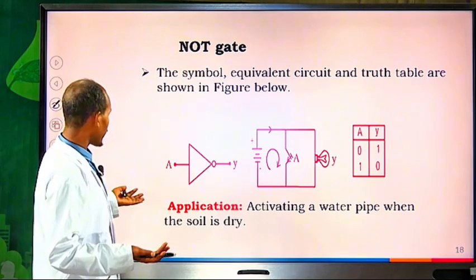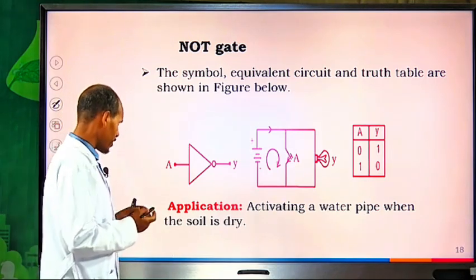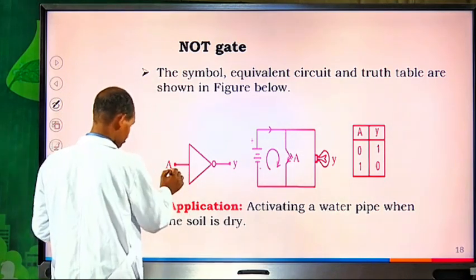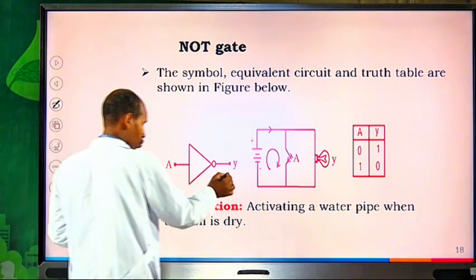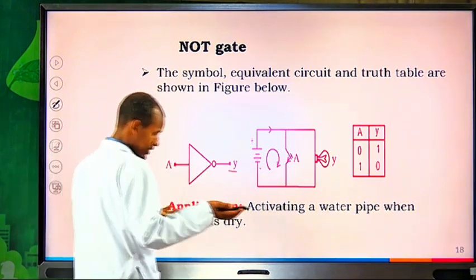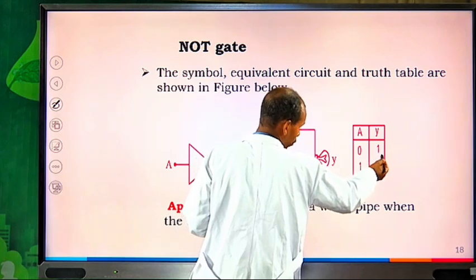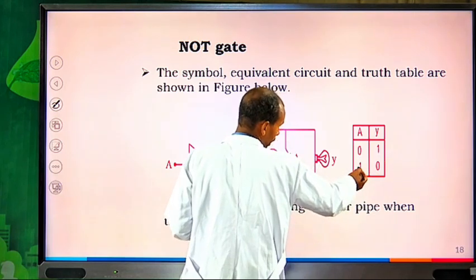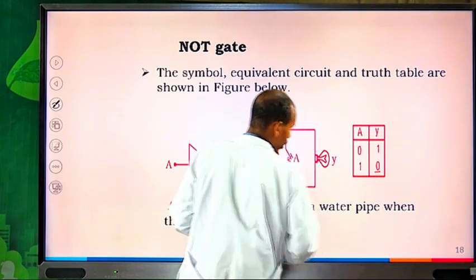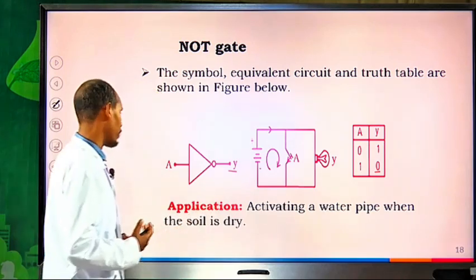So the symbolic representation for the NOT gate is this one. It has 1 input and 1 output. And the truth table can be given by: if we have the input 0, the output will be 1, and if we have the input 1, the output will be 0, which inverts the input.